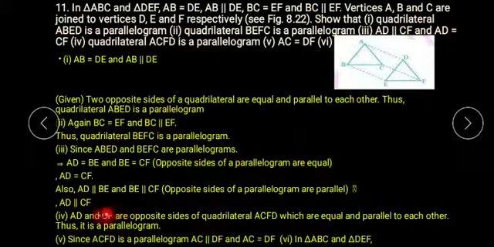Number 4, AD and CF are opposite sides of the quadrilateral ACFD. So you can see here ACFD. AD and CF are the opposite sides of the quadrilateral, and moreover they are equal as well as parallel. So we can also say that this is also a parallelogram. Since ACFD is a parallelogram, AC is parallel to DF and AC equal to DF.